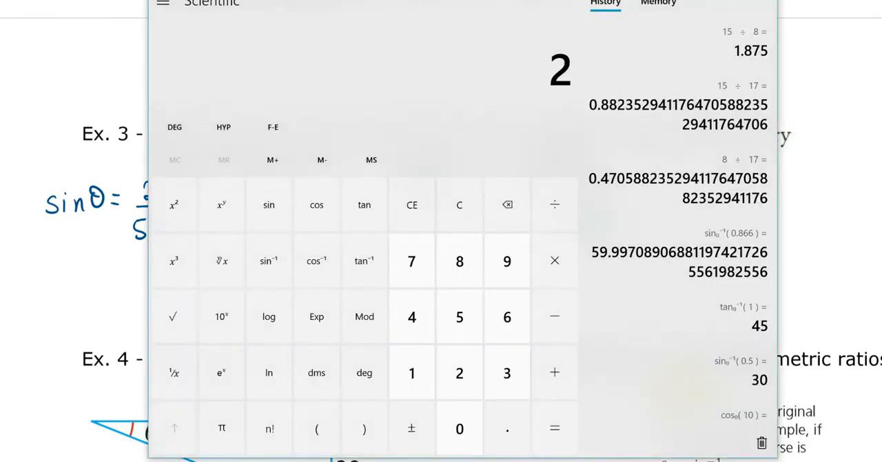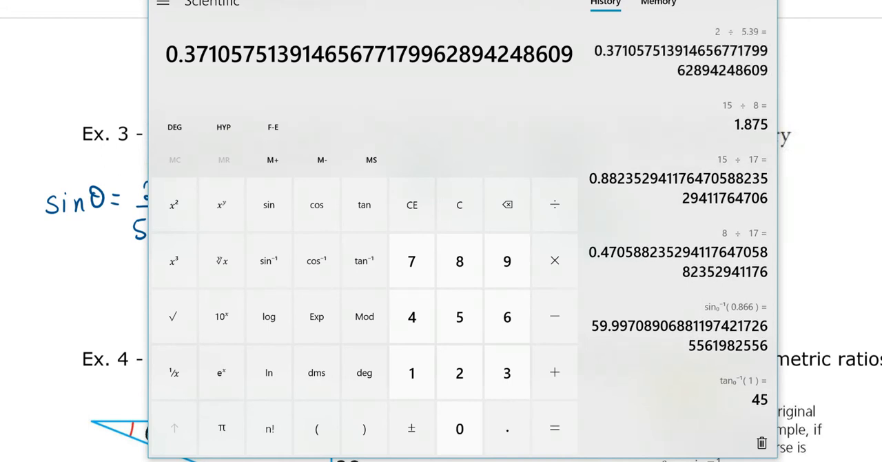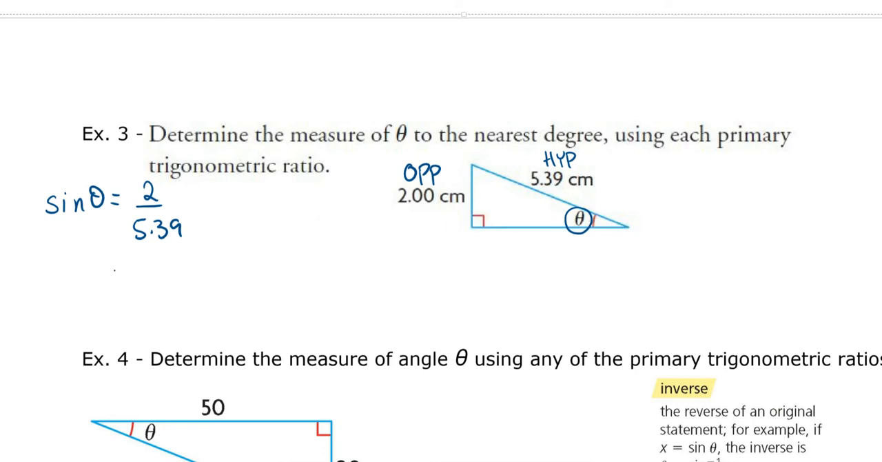So 2 divided by 5.39 equals, here's my decimal, and if I want to find the corresponding angle, I use the inverse sine. Make sure, again, your angle is in degrees. Your calculator must be in degree mode. So I do the inverse sine, I get an angle of 21.78, which I'll round to the nearest degree at 22 degrees. So angle theta is equal to 22 degrees. No need to write sine theta anymore. Theta is 22 degrees.